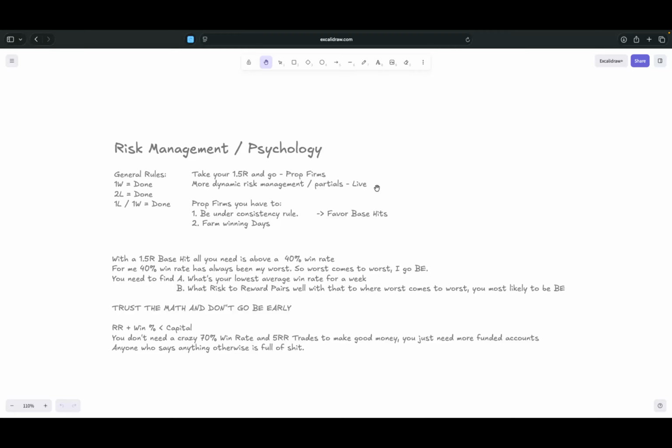And you have to farm winning days, right? There's a minimum of winning days you need in order to get a payout, 5 winning days. I'm trying to farm those winning days. With a 1.5 base R, all you need is above a 40% win rate. My worst weeks are usually around a 40% win rate, maybe sometimes in the 30s, low 30s, high 30s. So worst comes to worst, I'm only a bit negative, because 40% is break even with a 1.5.